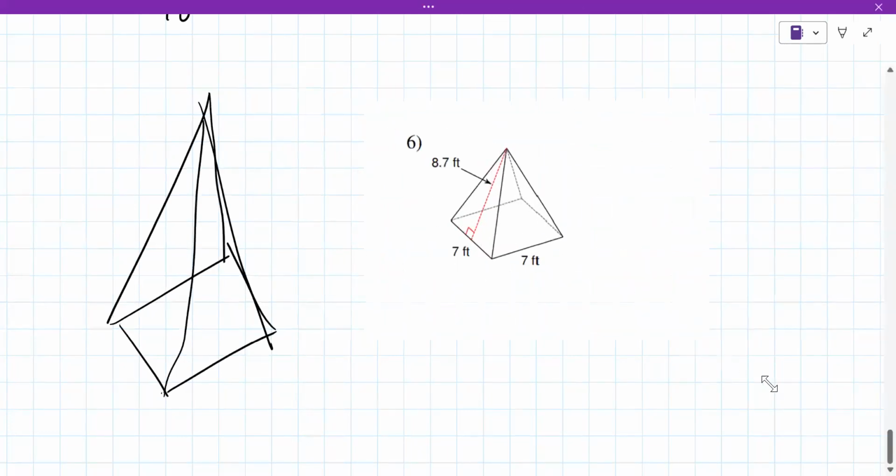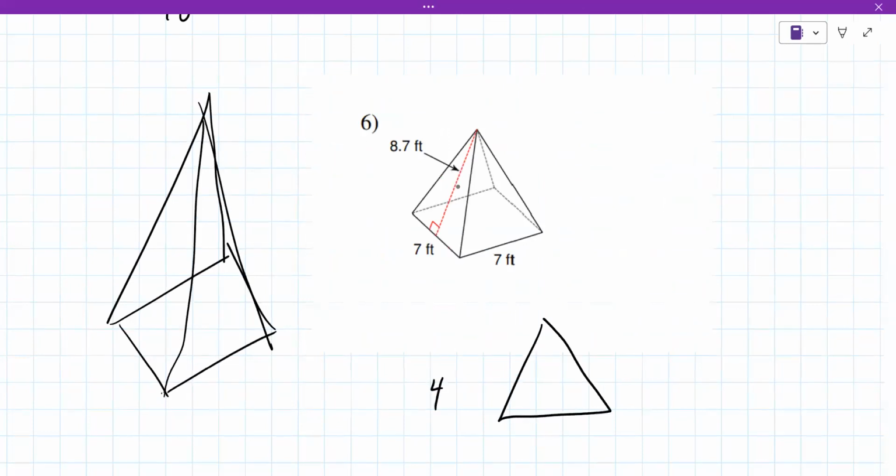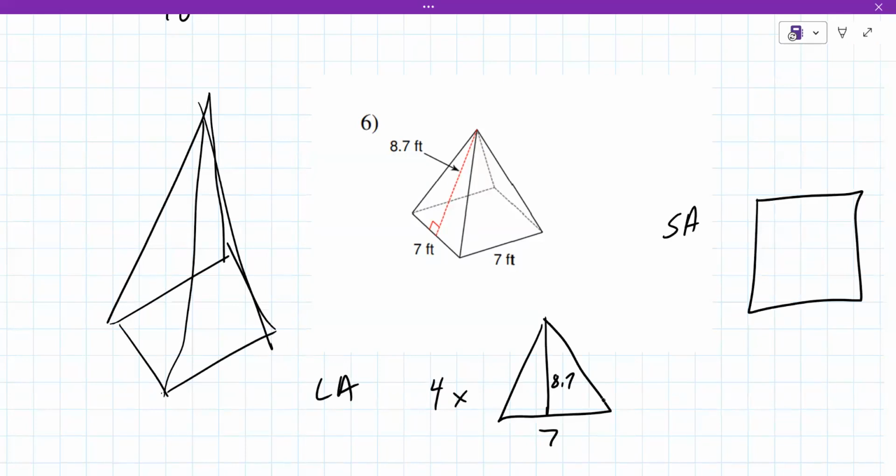This time you have 4 triangles for the lateral area. And they typically give you the base and the height of them, but you've got 4 of them. And then for the surface area, you add in the base. So for the pyramids, you have to find the area of each of the triangles, which are typically the same. They could be different, but not for a square pyramid.